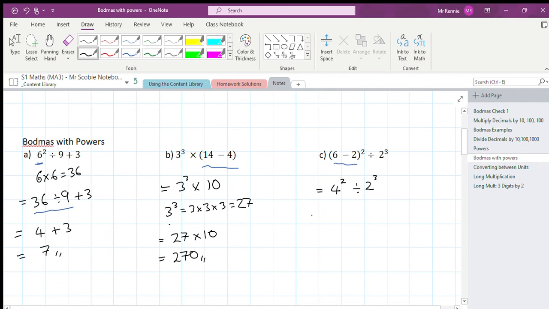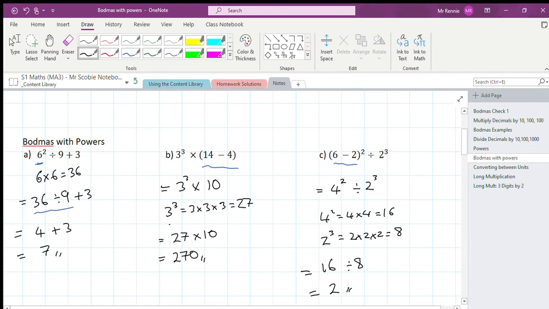Okay, so there's two powers we need to work out. The powers we deal with at the same time, so we can do this in one go. So 4 squared, that's 4 times 4, which is 16. 2 cubed, that's going to be 2 times 2 times 2, which is 8. So my question becomes 16 divided by 8, which gives me the answer 2.